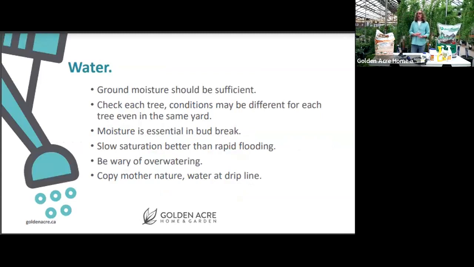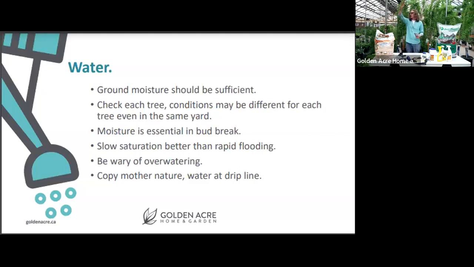On a mature, existing tree, the ground moisture should be sufficient. You might need to water. But on your new trees, again, 1, 2, 3, 4, 5 years old, water them. Soak the ground. And it's always a good idea to use a spot sprinkler.